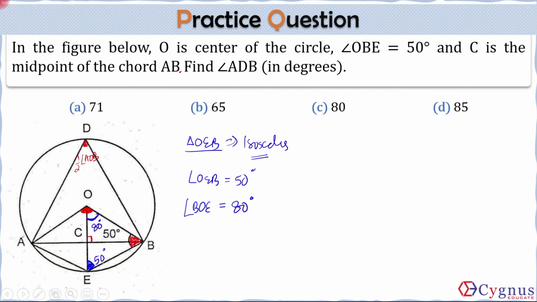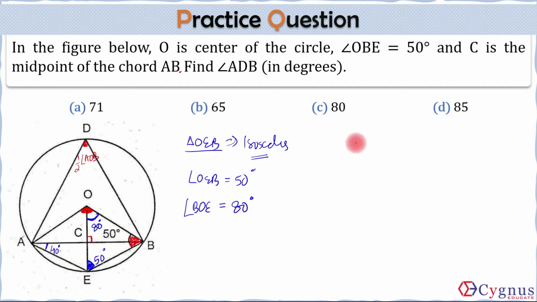Okay. So now, if this angle is 80 degrees, this angle will be half of 80 degrees. That is 40 degrees, right? Because the angle subtended by chord EB at the center will be double the angle it subtends on the circumference. Okay, so this angle becomes 40 degrees.